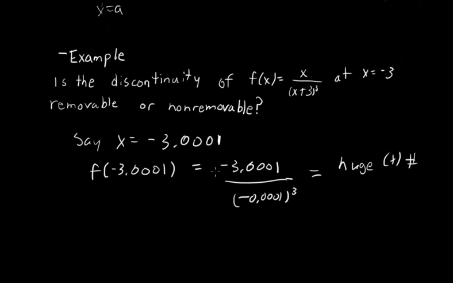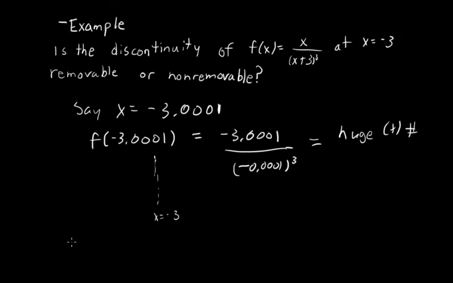So this is coming in from the left, right? So say this is x equals minus 3, and we're looking at negative 3.0001. So we're looking somewhere here, and it's going to be a huge positive number.